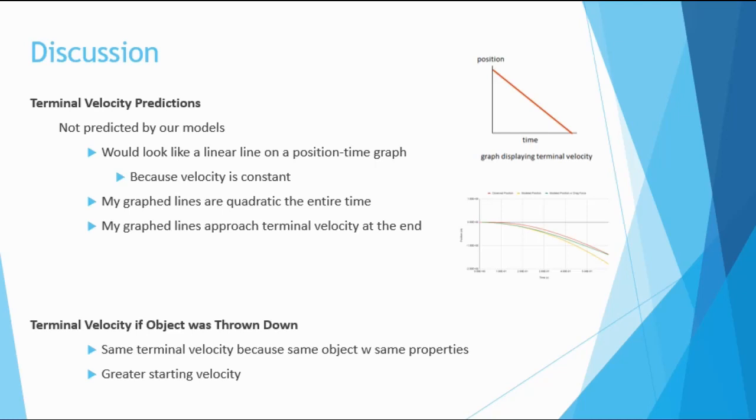Additionally, even if the objects were initially thrown down instead of dropped, the terminal velocity would be the same because the terminal velocity depends on the properties of the objects such as mass, and because the same object would be used, they would have the same terminal velocity.